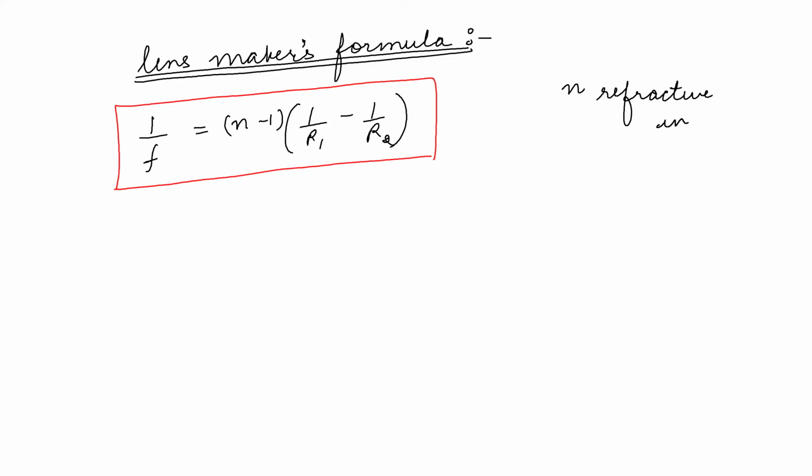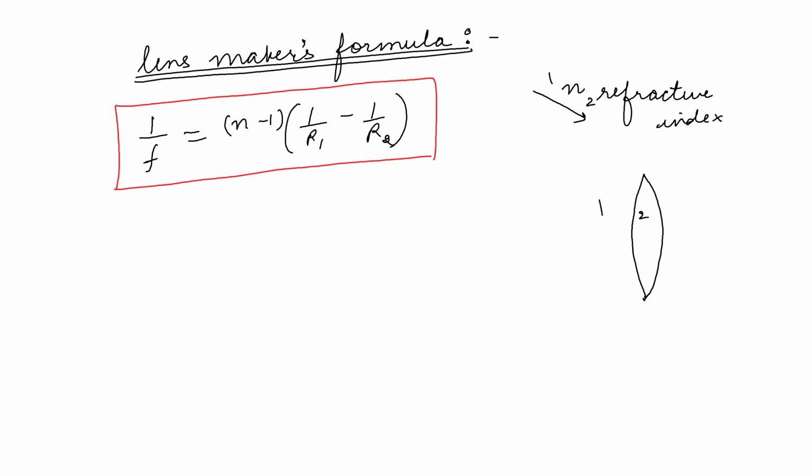When the light is moving from outer medium 1 to the lens medium 2, I would write it as n12. That means light is moving from medium 1 to medium 2. Remember this arrow. So 1 by f is equal to (n minus 1) into (1 by r1 minus 1 by r2). Got the point? So this is my lens maker's formula. Now, how do I apply it to this question?